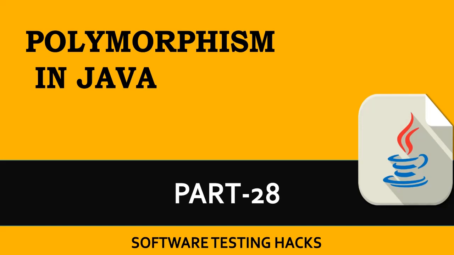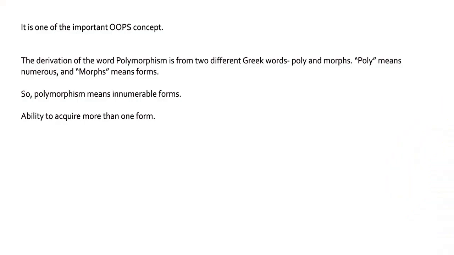In this video, let's talk about polymorphism. Polymorphism, we can say that it is one of the important concepts of OOP. The derivation of polymorphism is from two different Greek words, poly and morphs. Poly means numerous and morphs means forms. So in general, it can be said that many forms, or innumerable forms, right?